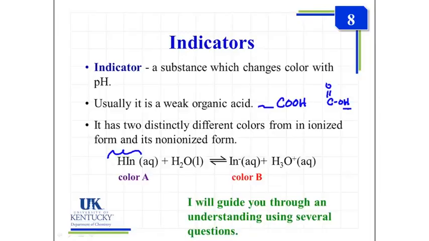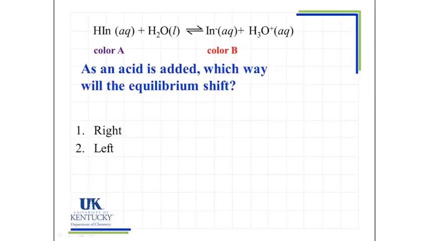Okay, so I want to guide you through this concept of understanding how it changes color with several questions. You'll be asked to answer several of these as we go through this process. The first one is, which way is this equilibrium going to shift if you add an acid? Le Chatelier's principle is in play here, so if you're adding an acid, you're increasing the concentration of that substance. So determine which way it will shift. Well, if you said to the left, then you're correct.